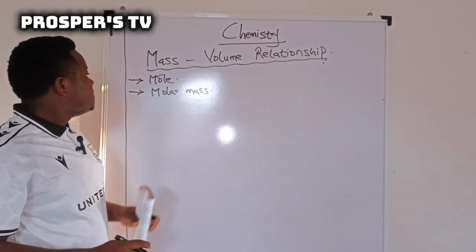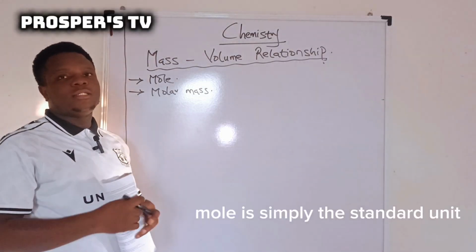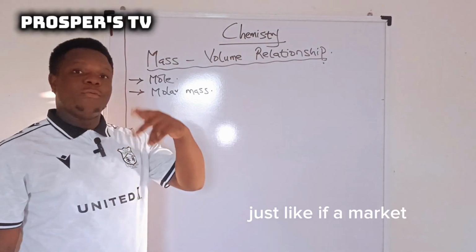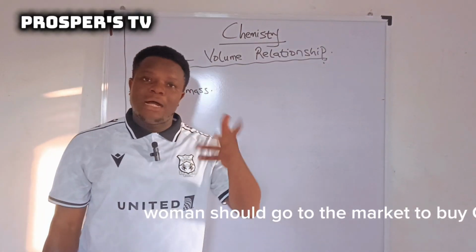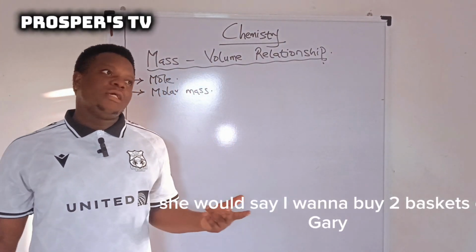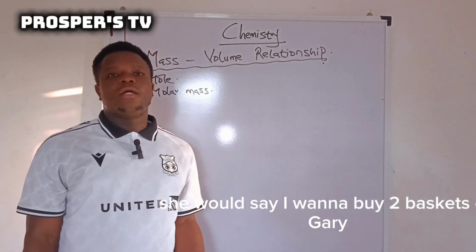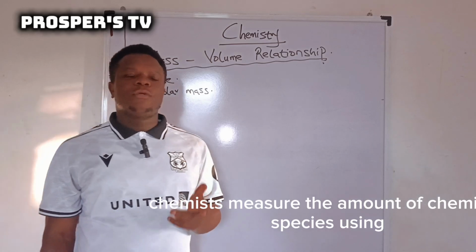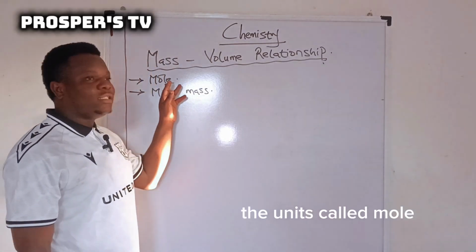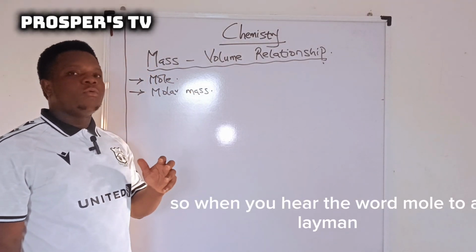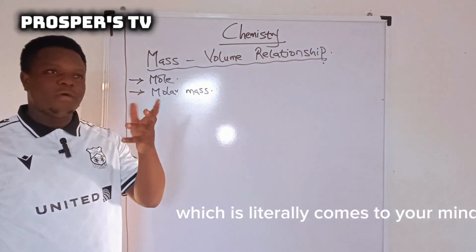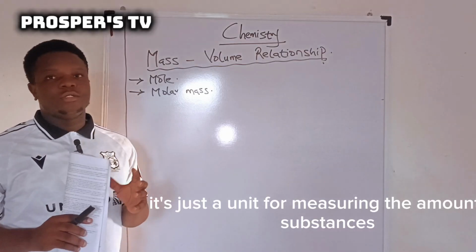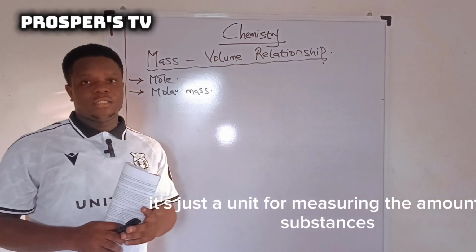So when you hear the word mole, it is simply the standard unit for measuring the amount of substances. Just like if a market woman should go to the market to buy gari, she would say, I want to buy 2 baskets of gari. But in chemistry, chemists measure the amount of chemical species using the unit called mole. To a layman, you can think of it like a dozen or 1 basket. It's just a unit for measuring the amount of substances.